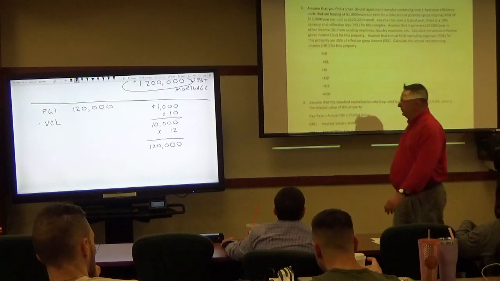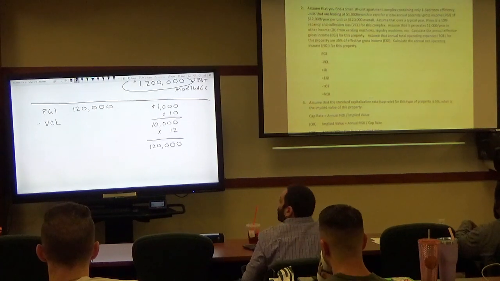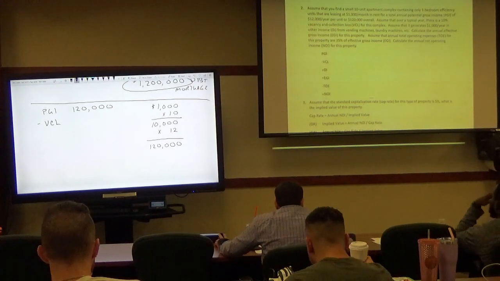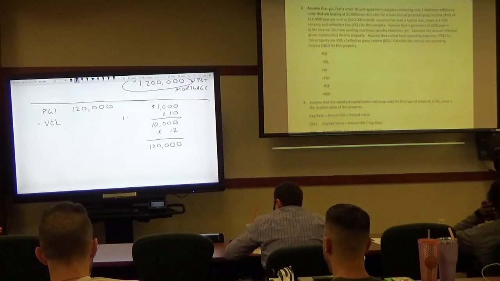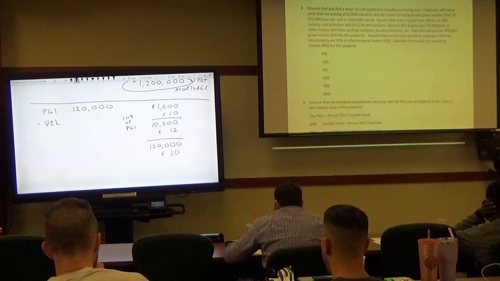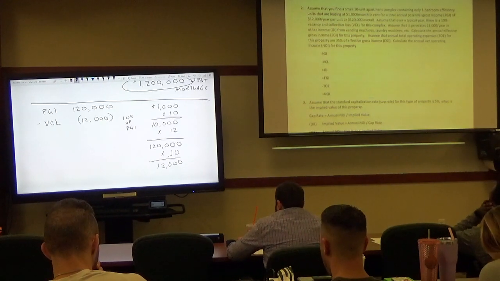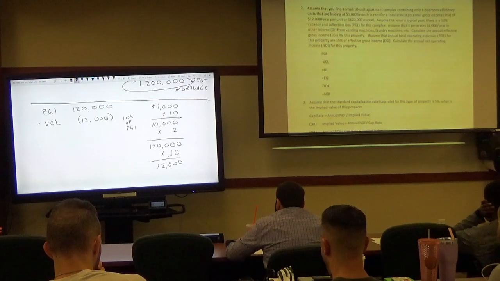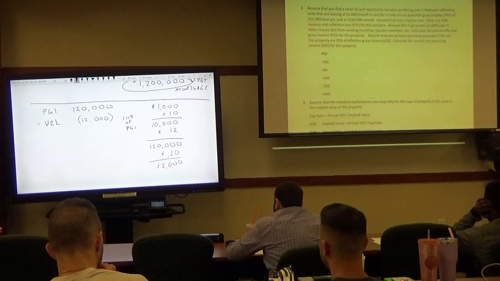In this case, we're told that our vacancy and collection loss over a typical year is going to be 10% of the PGI. So we simply multiply by 10%, and it gives us $12,000 as our expected vacancy and collection loss. Everybody still good? Okay. Then, in this case, we're going to add in other income.